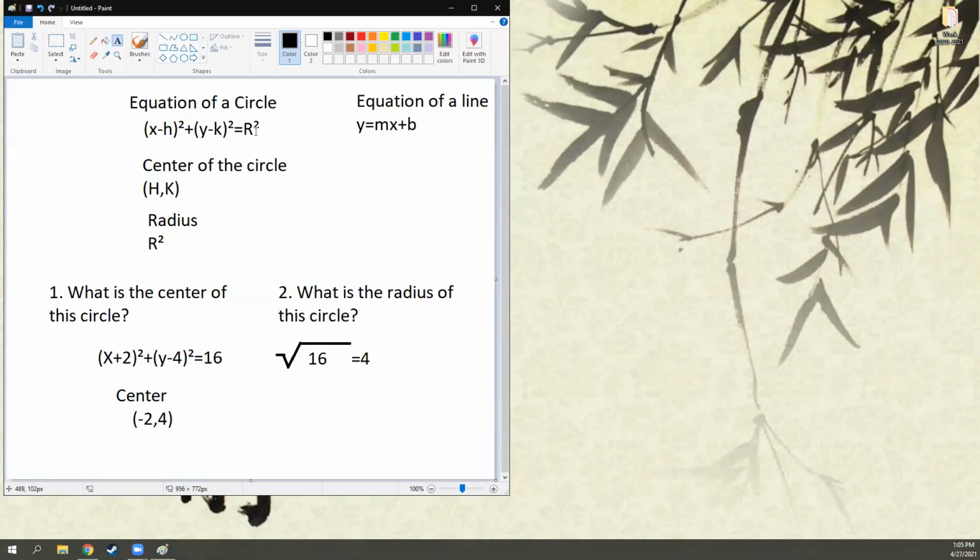The radius is 2? No. The radius is a decimal, and you need to square root whatever number you see there. Whatever number you see here at the end of the equation needs to be square rooted in order for you to find the radius.